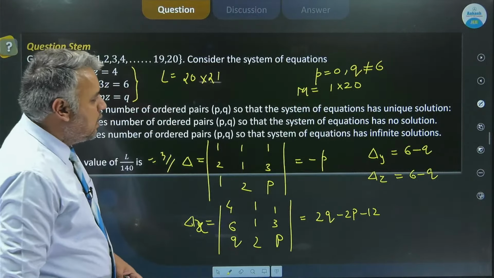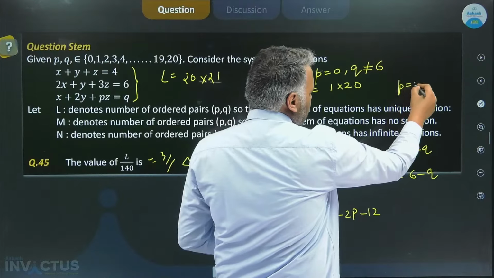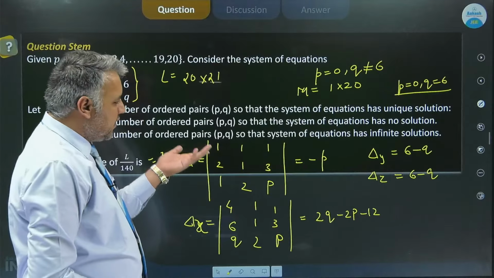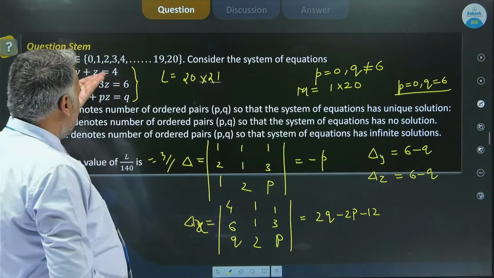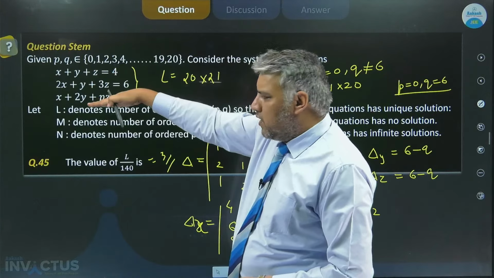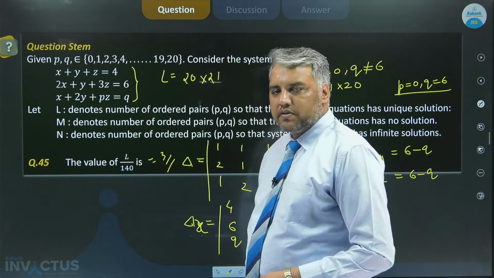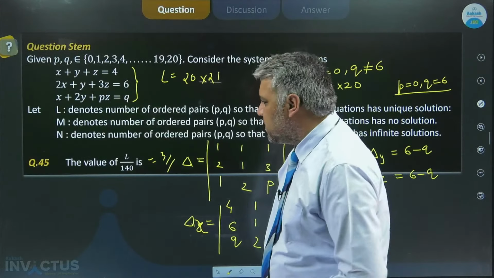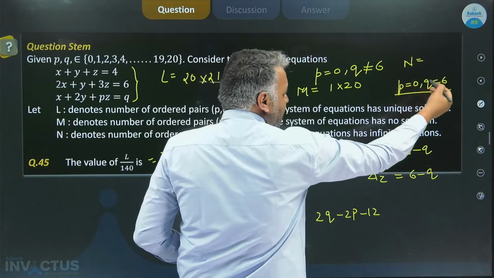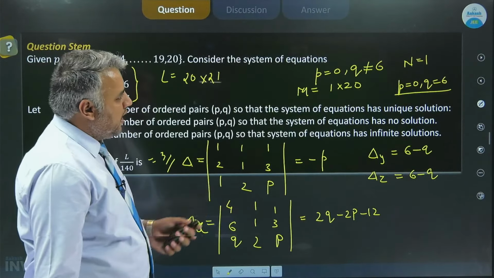Similarly, we can calculate N for infinitely many solutions. p must be 0. Similarly, q must be 6. For p is equal to 0 and q is equal to 6, you can see the equation will have infinitely many solutions. Or using planes also we can comment that twice of this minus this will be the equation 3 when p is 0 and q is 6. So this will be family of planes, infinitely many solutions will be there. So we can say for N, both p and q have one choice only. So the value of N will be 1. There will be only one ordered pair. So M is 20, N is 1.